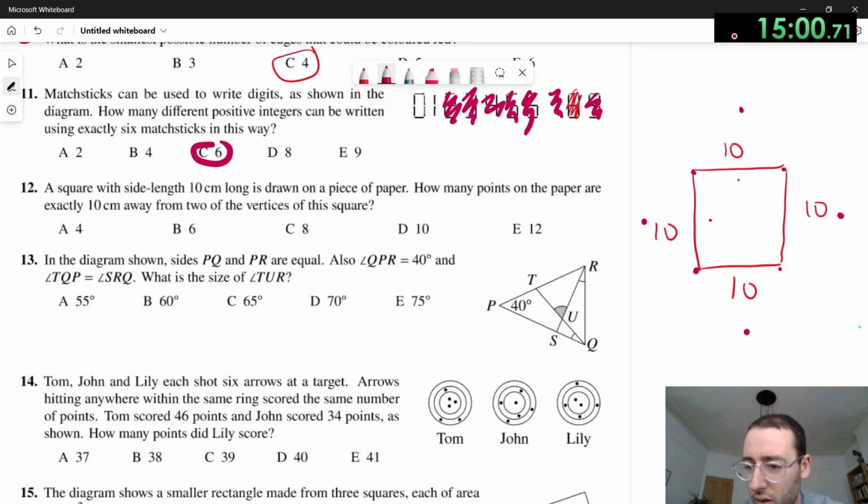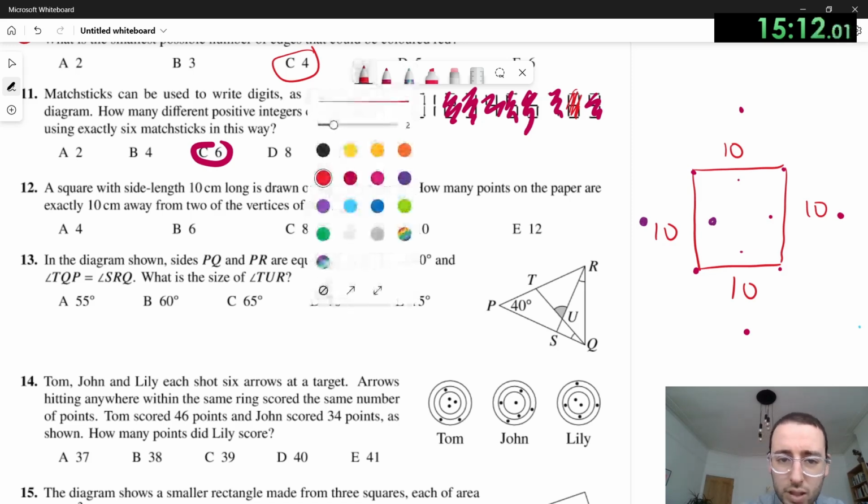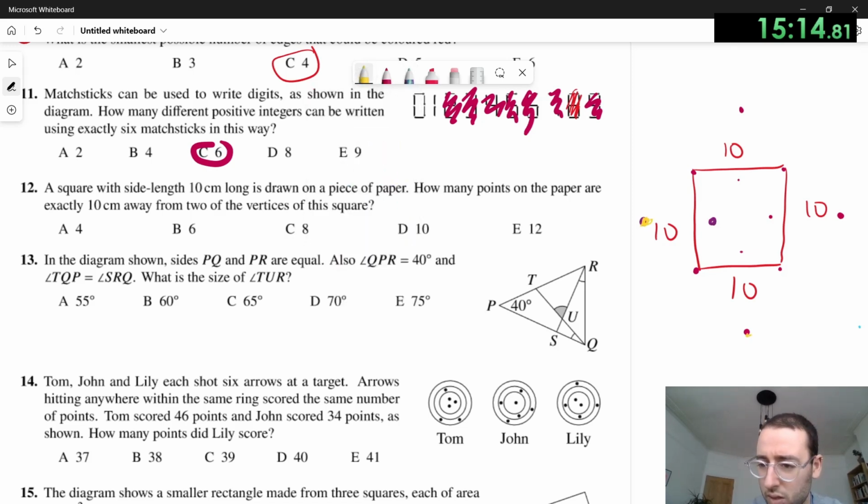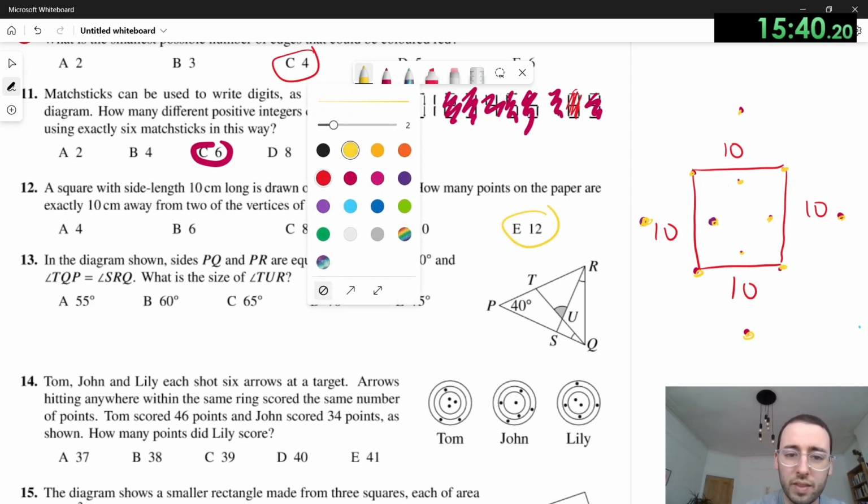It's going to be another on the inside. And then, let's do a different color. We've got 1, 2, 3, 4, and then on the inside 5, 6, 7, 8. And then this point is also 10 centimeters away from these. So 1, 2, 3, 4, 5, 6, 7, 8, 9, 10, 11, 12. Ooh, that feels wrong, but we're moving on.